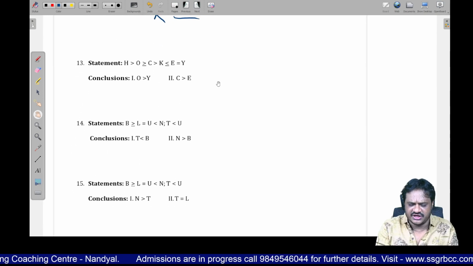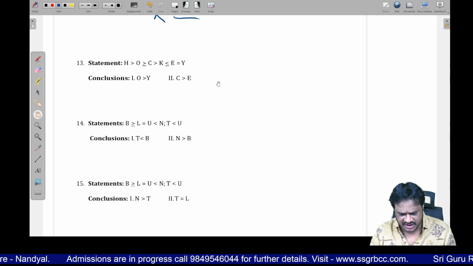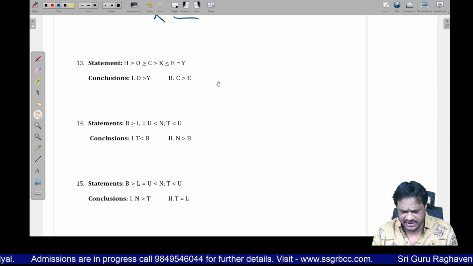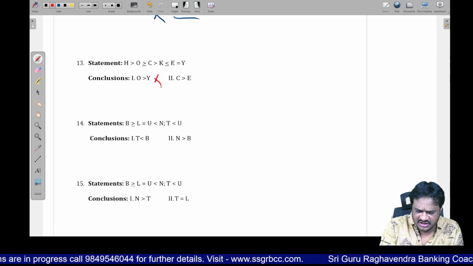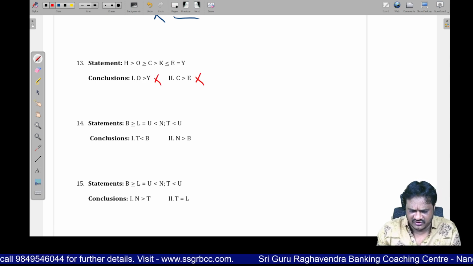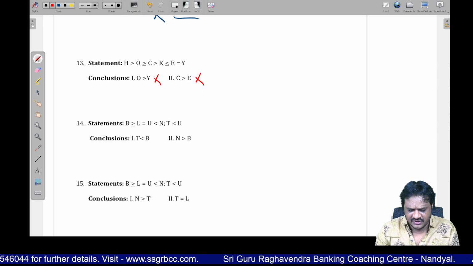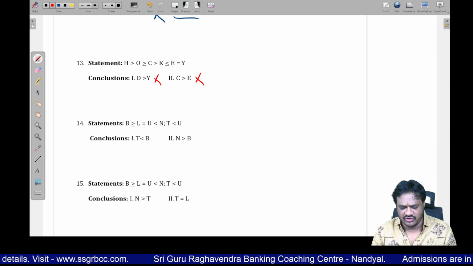Then H greater than O greater than or equal to C, C is greater than K, K less than or equal to E, E is equal to Y. Now O greater than Y, that does not follow. C greater than E, that also does not follow. Neither one, not true.